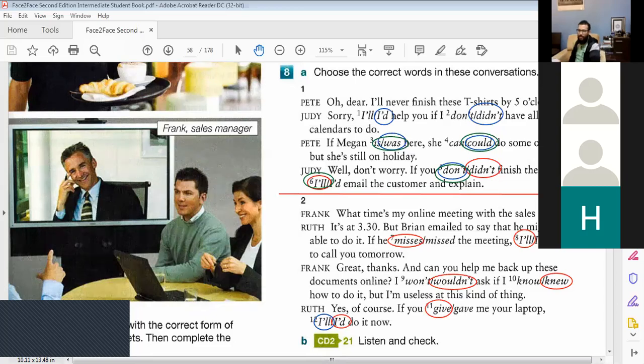Okay, now let's check the second situation. If Megan was here, she could do some of them, but she's still on holiday. Well, don't worry. If you don't finish them, I'll email the customer and explain. Okay.